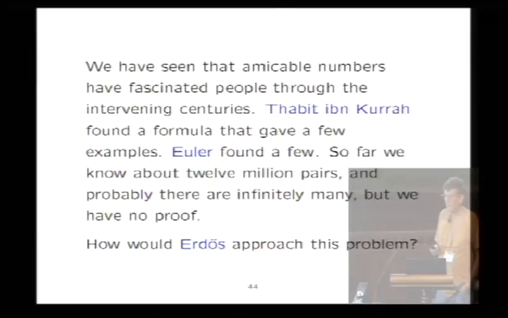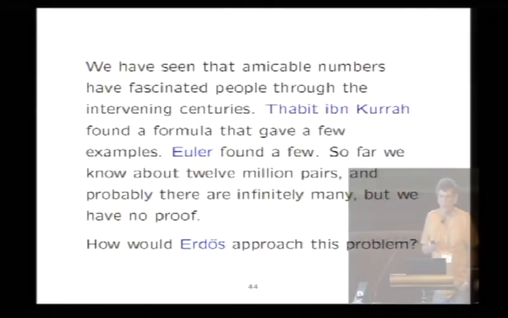People have found examples through the ages. Thabit ibn Qurra found a formula that gave a few. Euler found a few. Now with computers, we found quite a few. We're up to 12 million pairs, approximately. But no one has ever proved that there are infinitely many.